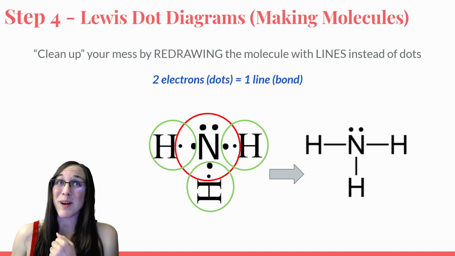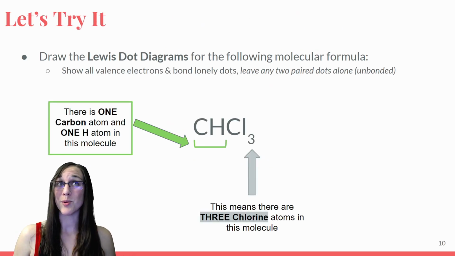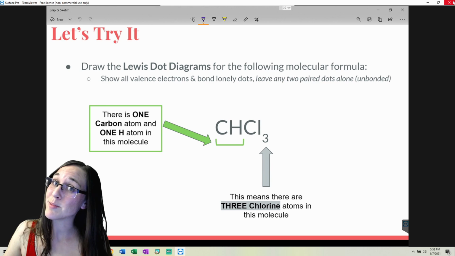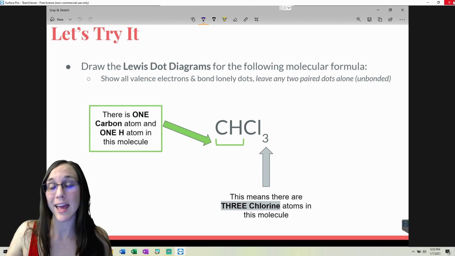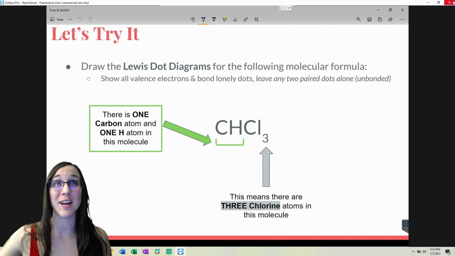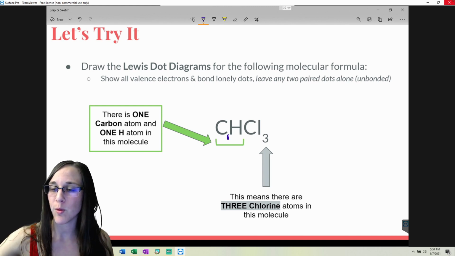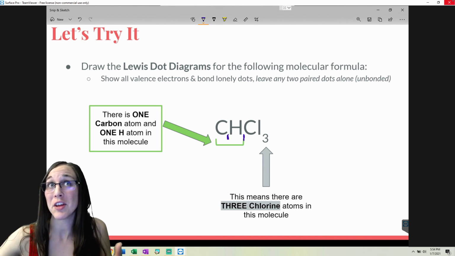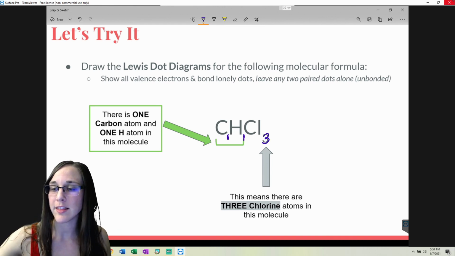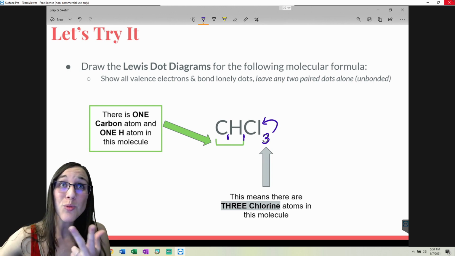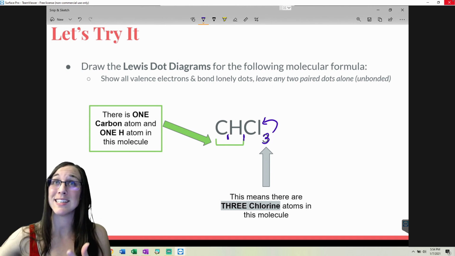Let's put these steps into practice. Let's see what this molecule would look like all bonded together. Now remember the steps. Step 1 is to draw each individual atom's Lewis dot diagram. Let's do that. So first we've got one carbon atom and one hydrogen atom. There's kind of like an invisible 1 right here for each one of those, implied there by there just being the letter there. And then we have this 3 here, and that 3 applies directly to the chlorine that it's attached to.